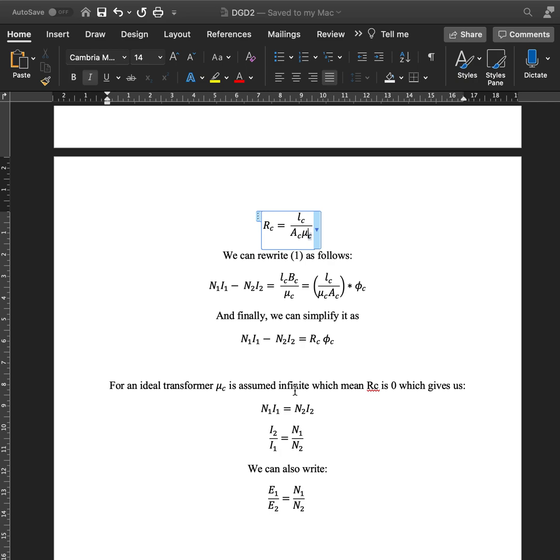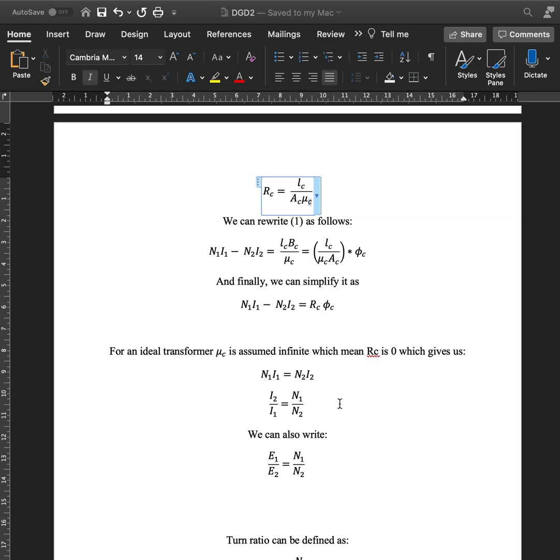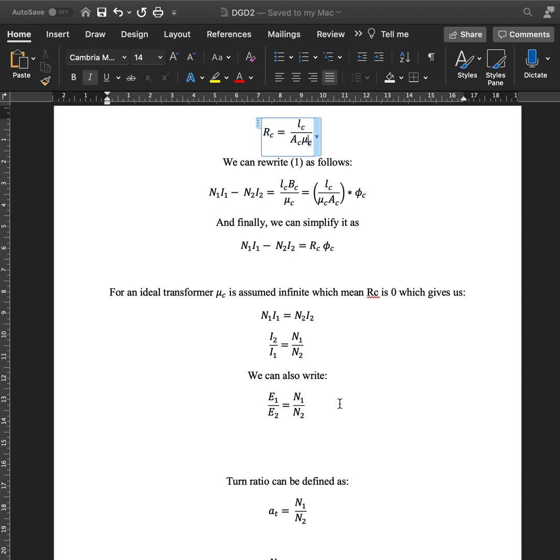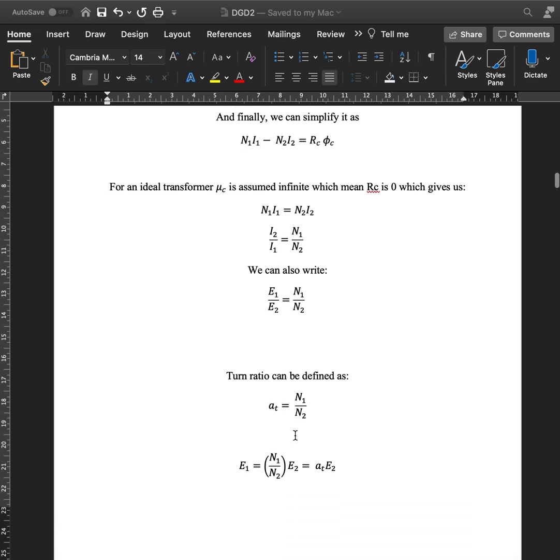However, it can also be written as E1, which is the voltage across the winding, is equal to the number of windings on the first side divided by windings on the second side, which is equal to E2 on the other side, which is the voltage across the second winding. And as we said before, turn ratio can be defined as N1 over N2.